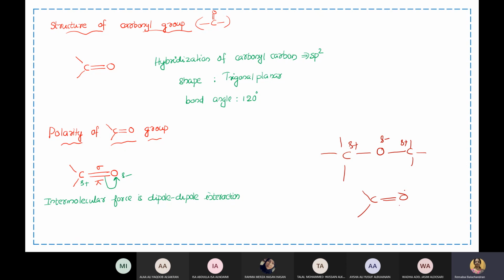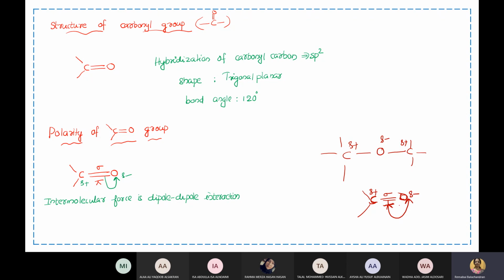The reason is, of course, oxygen is more electronegative than carbon, but not only that. Look, it has a pi bond. You know the pi bond is a weak bond. Since it is a weak bond, these electrons can easily shift to this oxygen. So the intensity of negative over here is very high, and the intensity of positive is very high. So they are highly polar.